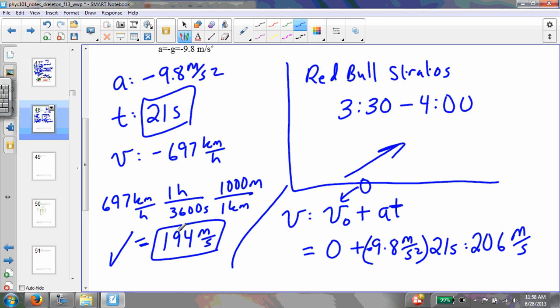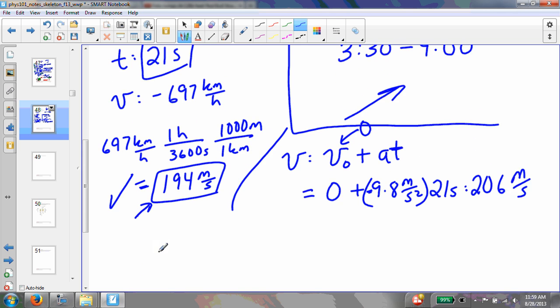Now, the difference here is likely due to several things, but one of them is that there is some amount of air resistance. And so this value, which is the actual measured value, is a little bit lower than what you might expect without any air resistance at all. So with a little bit of air resistance, it can actually slow him down a little bit. There are some other things too, but we won't get into that.